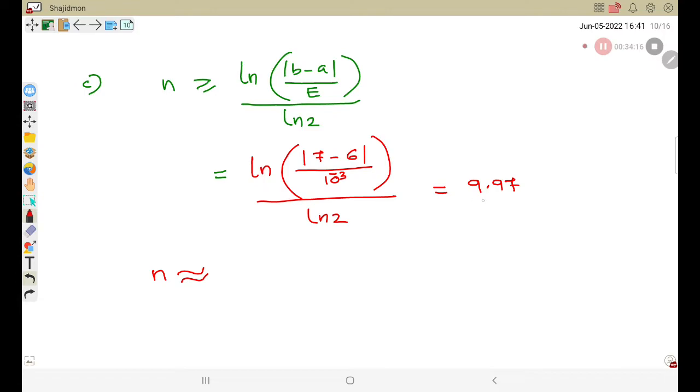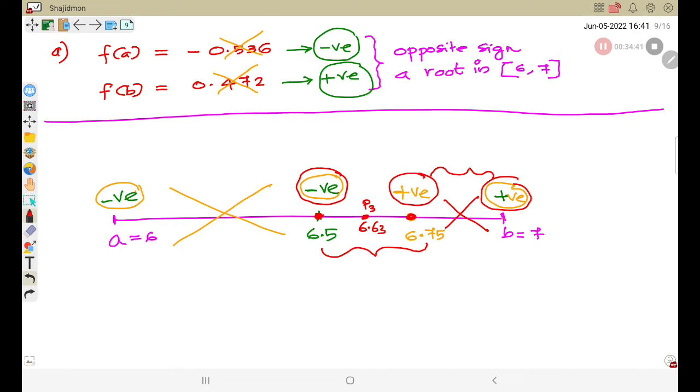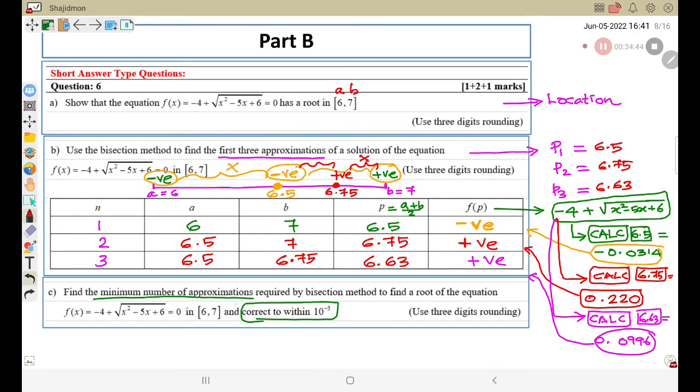So 9.97 means take the next number. What is the next number? 10, correct? So how many approximations will the computer take for getting the solution? 10 approximations. That means P10 is the solution, correct? P10 is the solution. That means after P1, P2, P3, P4, P5 and so on, the 10th approximation is the solution of that equation. So you can see the minimum number of approximations by bisection method is n equal to 10. So this is the question from bisection method.